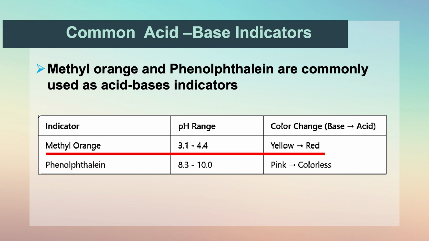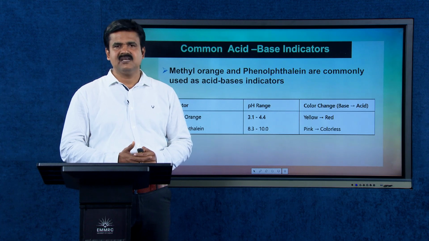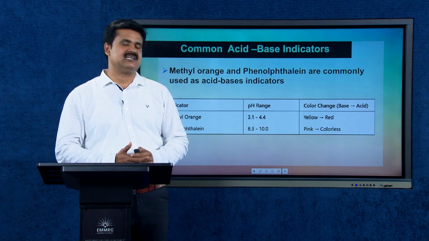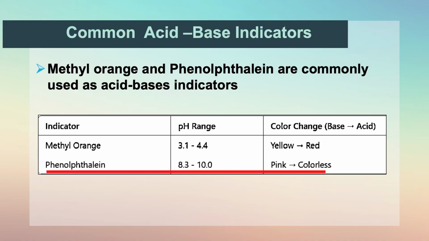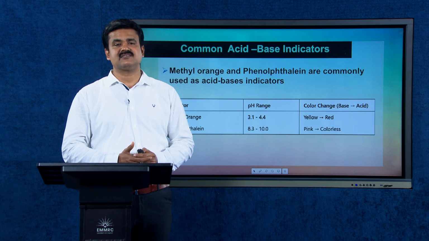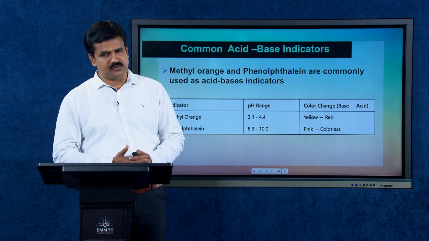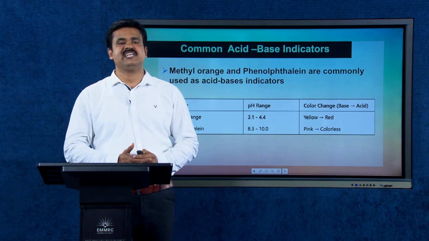Methyl orange has a pH range of 3.1 to 4.4 and the color change of the methyl orange indicator is from yellow to red. That is, methyl orange is yellow in base medium whereas red in acid medium. Phenolphthalein has a pH range of 8.3 to 10. It is clear that the indicator phenolphthalein is pink in basic medium whereas it is colorless in acid medium. So, the color change is from pink to colorless at the end point. This is the case of the phenolphthalein indicator.